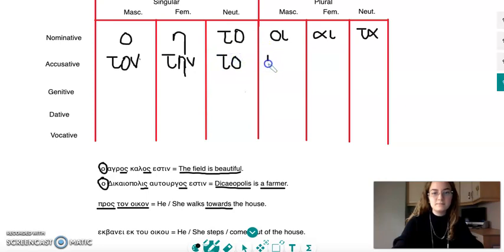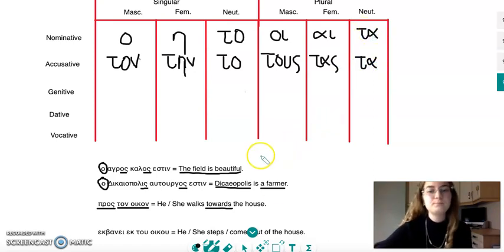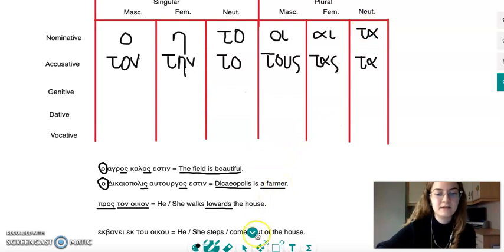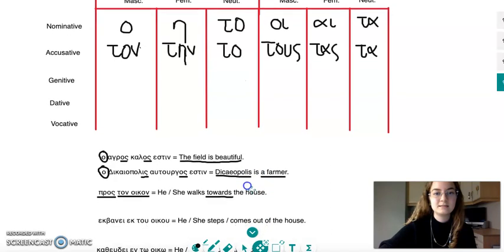The masculine plural is tous, written like so. The feminine, tas. And the neuter, ta, the same again as the neuter nominative. So that's the accusative. And now we'll go on to the genitive. Let me move up just a little so we can see our next sentence.